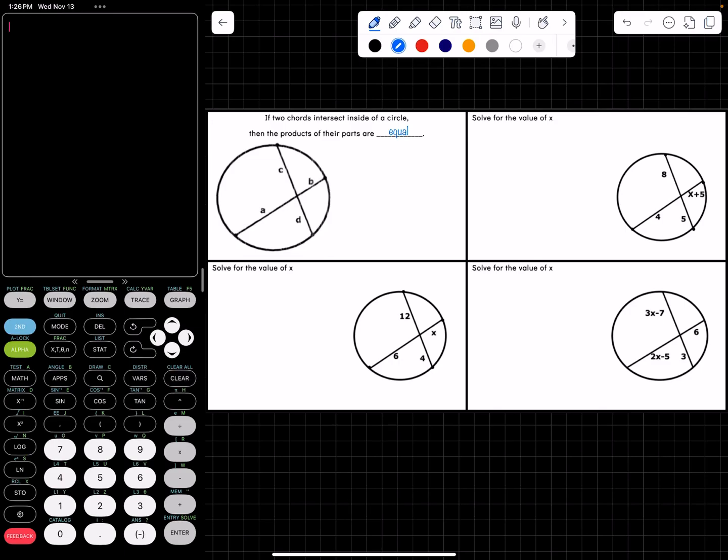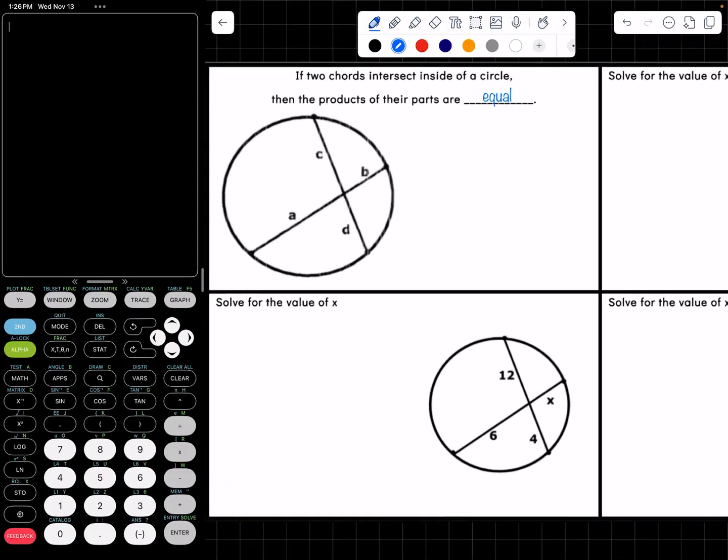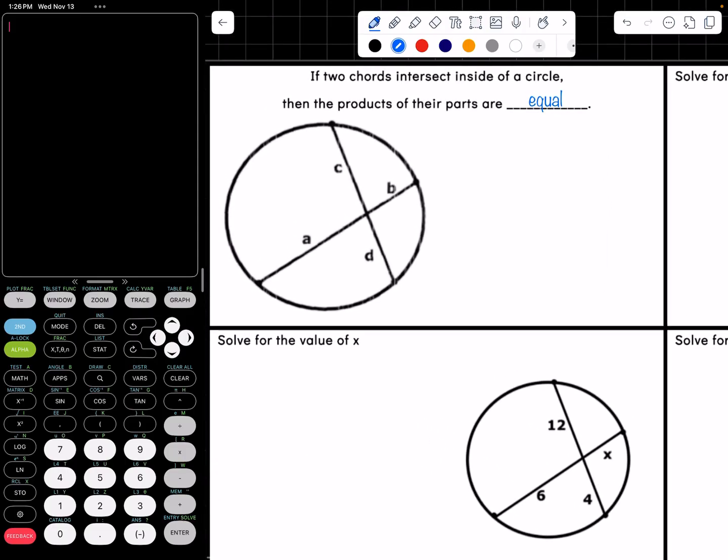Our final chord property states that if two chords intersect inside of a circle, then the products of their parts are going to be equal. So what does that mean? Product of parts, product of pieces, however you want to call it.